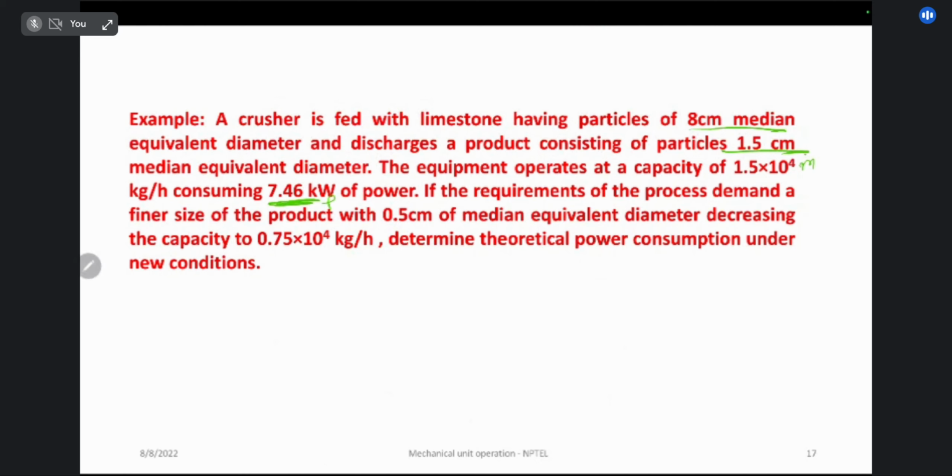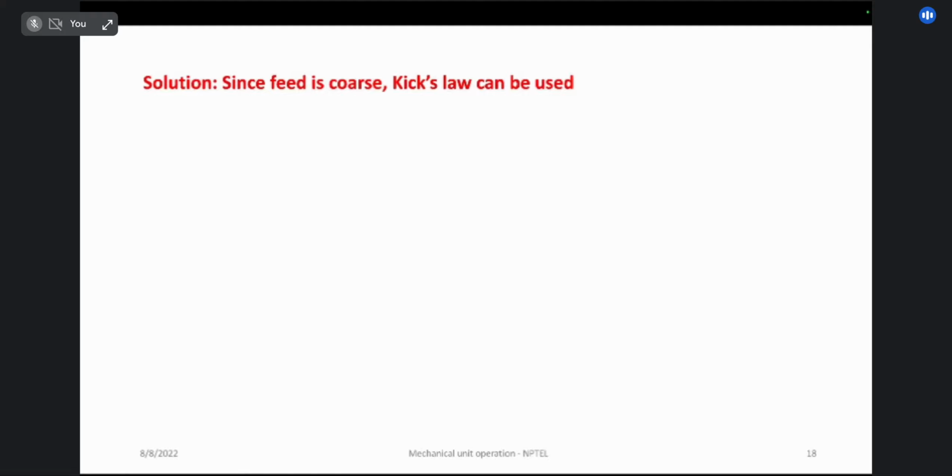Now you can see that this is the main feed diameter dPa. If we go for 1.5 cm as dPb, these are the power and the mass flow rate given. If instead of 1.5 we go for 0.5 centimeter, then the capacity, that is the mass flow rate, will be reduced. Then we need to determine the theoretical power consumption under these new conditions. It is the same equation and everything is given; we just need to find the constant and then substitute it into the second phase of the equation.